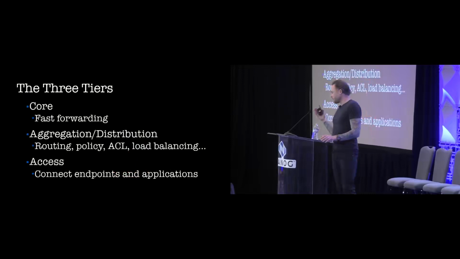So again, those 3 tiers. That core layer, which is usually big iron, just passing packets, really fast forwarding is the point there. Aggregation and distribution, this is where I would say network services live.